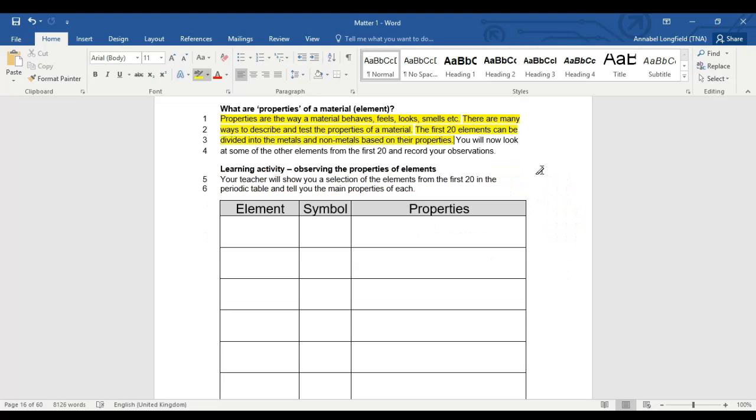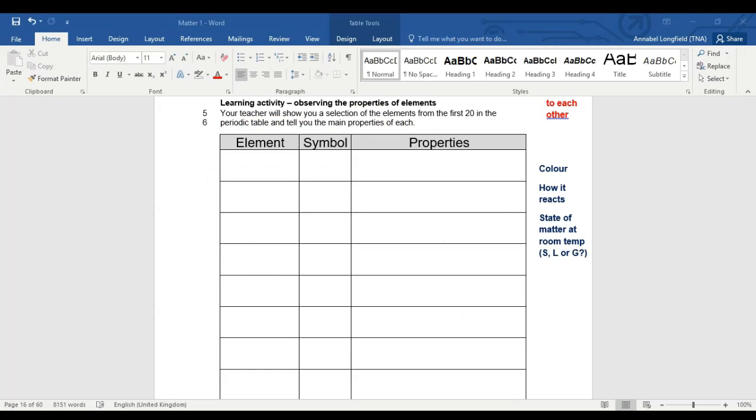Okay, we will now look at some of the properties of the first 20 elements in the periodic table, and you need to be writing them down in the table below. So make sure that you get the element, so the name of the element, its symbol, and then the properties.